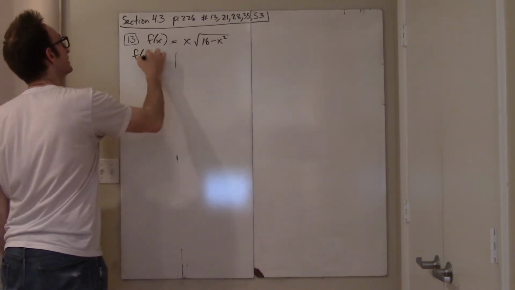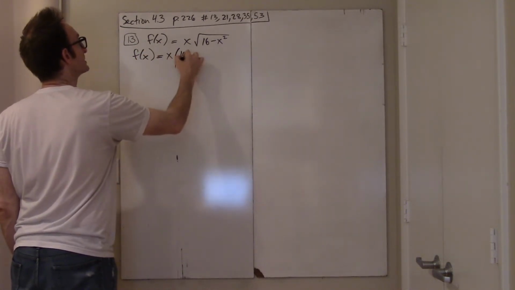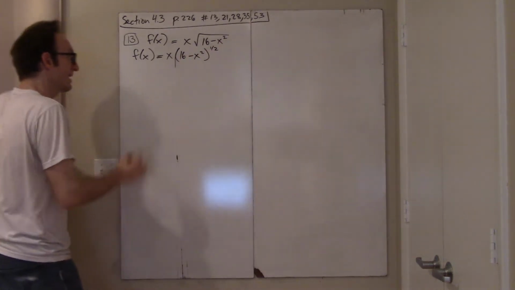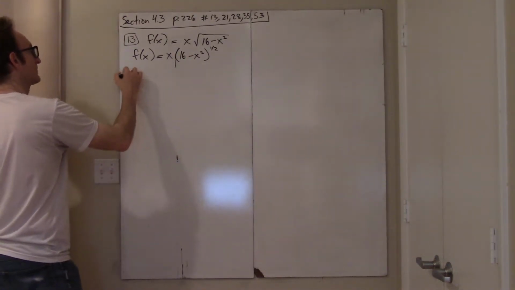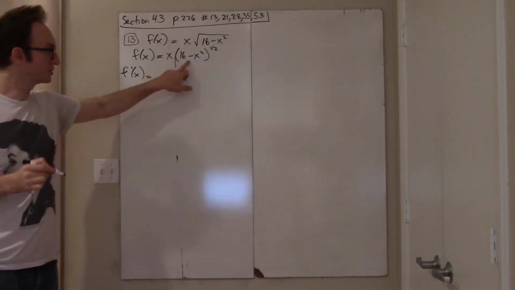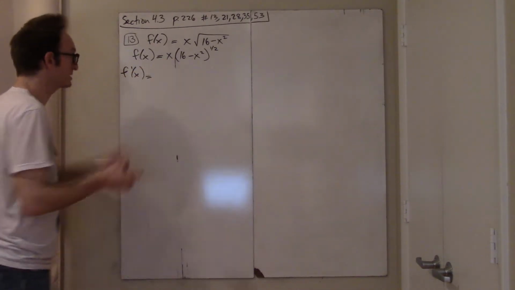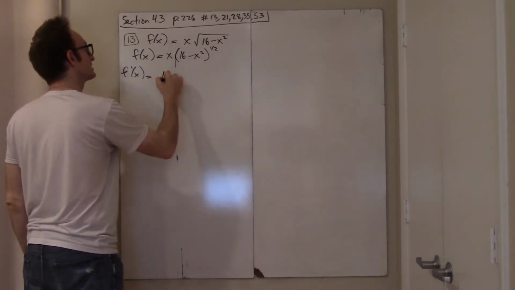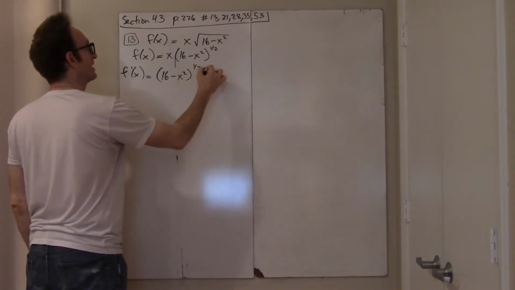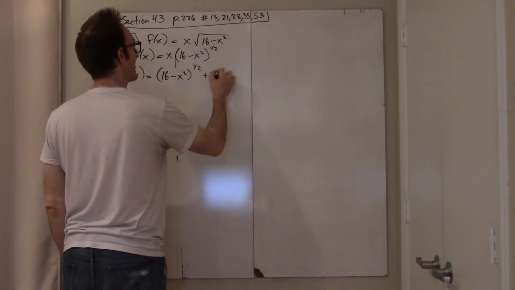Alright, so I will write this function in differentiation friendly form. This is going to be x times 16 minus x squared to the 1/2. And now we will differentiate it. Okay, well, we should be careful about this because the chain rule and the product rule need to be used. So it's the derivative of the first, x, times the second, so x 16 minus x squared to the 1/2, plus the first times the derivative of the second, so that's x.